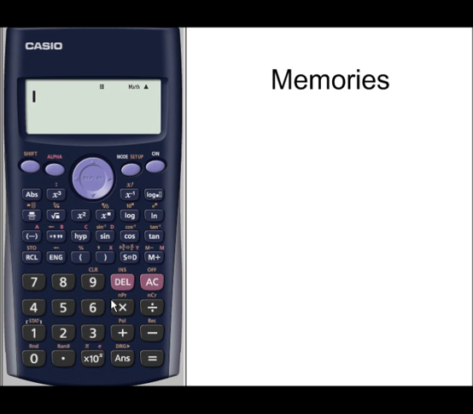If you have multiple values stored in the calculator's memory, so let's say if I had this value stored in memory B, and I wanted to subtract those two values that I've got in the memories, like A minus B. So you can do this, recall A minus recall B, or you can do this, alpha A minus alpha B. It gives you the same answer. That can be quite useful sometimes.